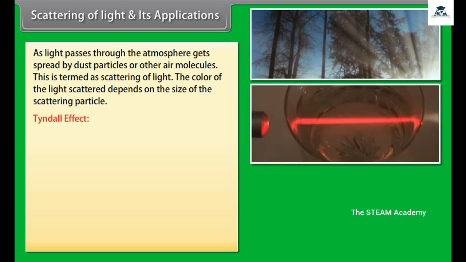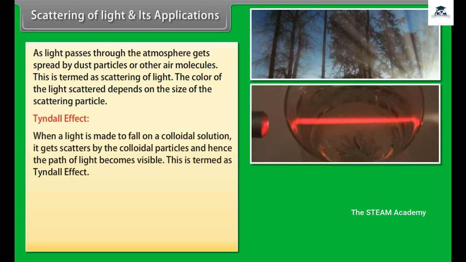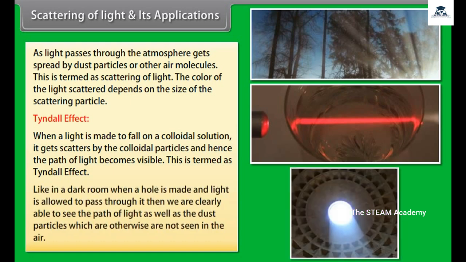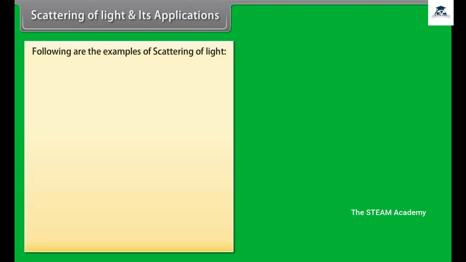Tyndall effect. When a light is made to fall on a colloidal solution, it gets scattered by the colloidal particles, and hence the path of light becomes visible. This is termed as Tyndall effect. Like in a dark room, when a hole is made and light is allowed to pass through it, then we are clearly able to see the path of light as well as the dust particles which otherwise are not seen in the air. Following are the examples of scattering of light.